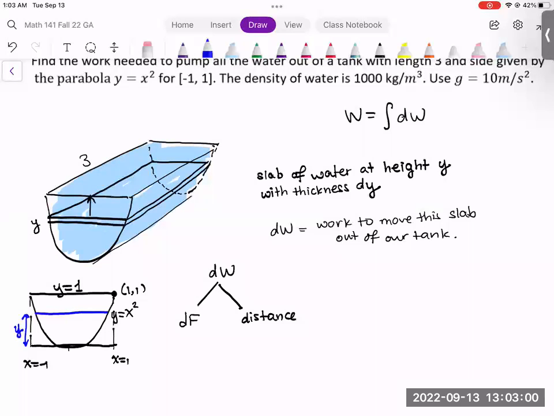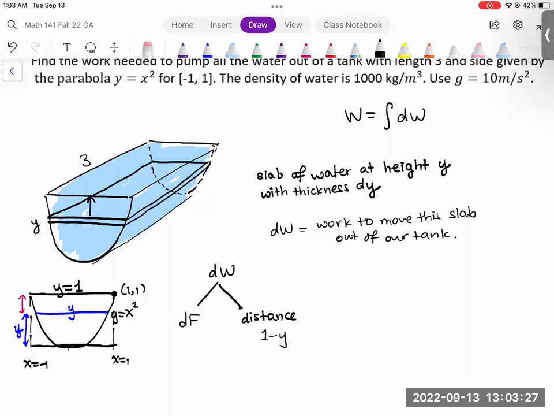Okay. And if we want to know how much we need to move it to get it out of the tank, well, that's going to be this distance. And we can calculate the top minus the bottom. On top, we have 1. On the bottom, we have y. And so the distance we need to move this slab is 1 minus y.